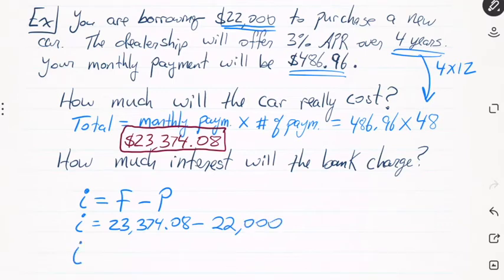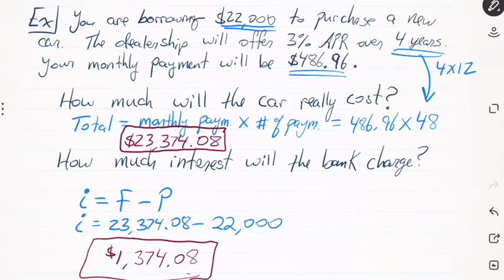So the amount of money that the bank is going to earn, color code this, is going to be $1,374.08. So that is money that is just being paid to the bank for the use of the money to buy the car. So these are the types of questions that are more interesting than just figuring out how much is the monthly payment. Because it's after you have the monthly payment that things start to come together and we can figure out how much are you really paying and how much of it is going towards interest.